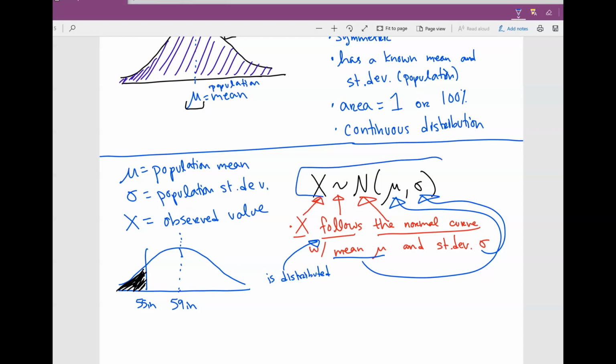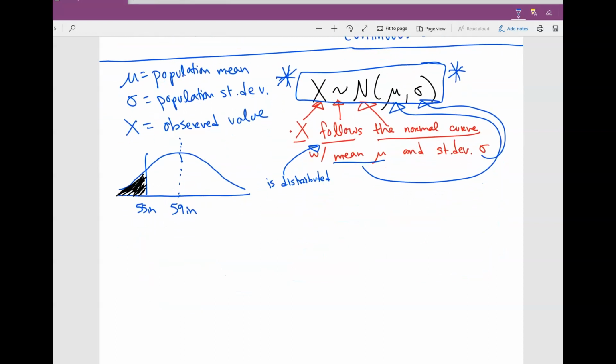And I want you guys to be very familiar with this and be able to write it over and over again. So this is really important. I really want to make sure that you write this notation. So x is normally distributed with the mean mu and standard deviation sigma. So you can say the data is normal with a mean mu, standard deviation sigma.